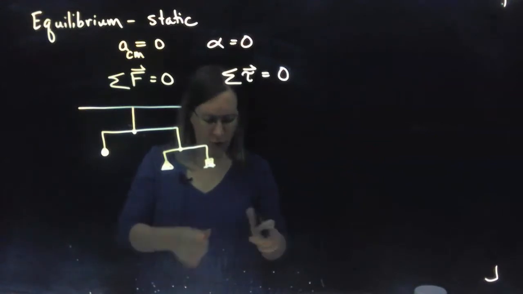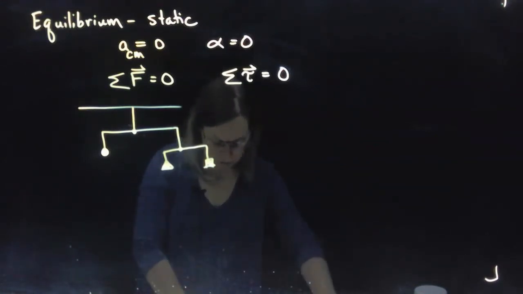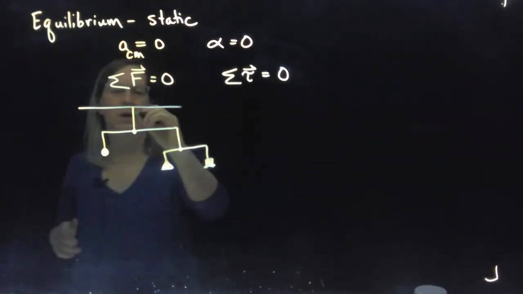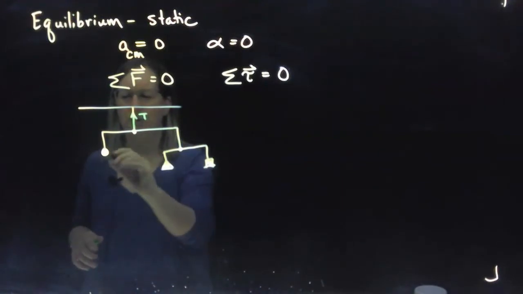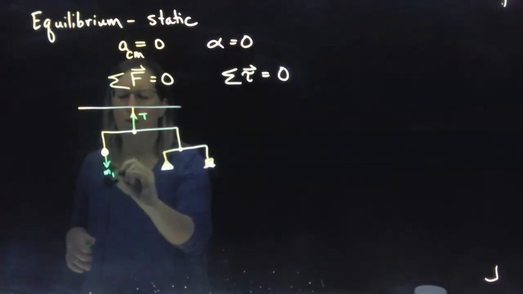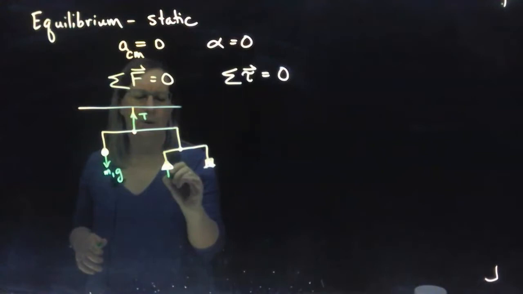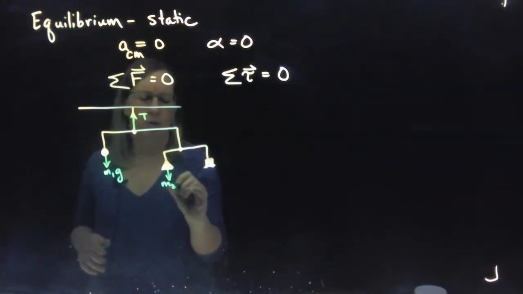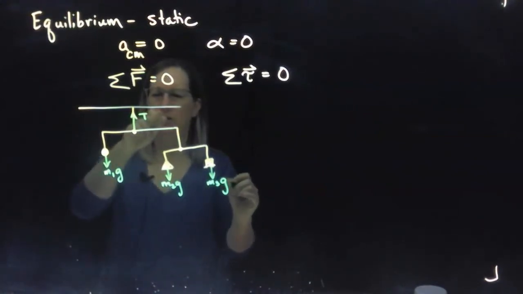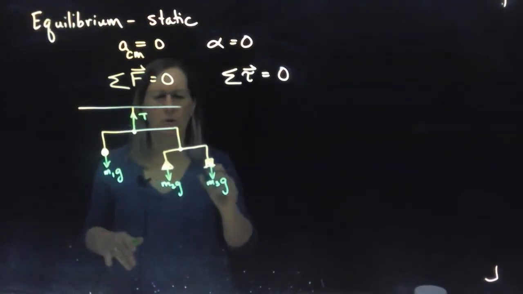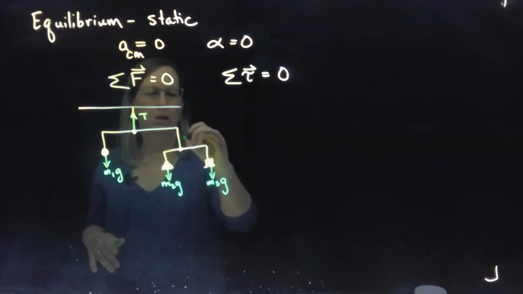So you draw a force diagram. So for the sum of the forces, we would say, okay, the tension up here must be equal to the weight of this entire thing. That would be M1G, M2G, and M3G. So this tension must be equal to these two. You can find the tension here.